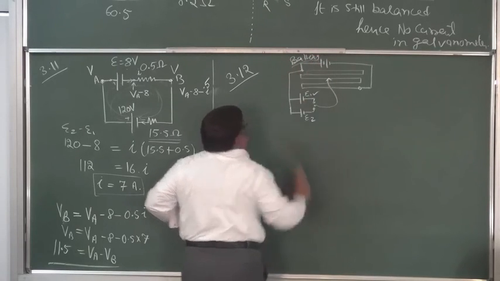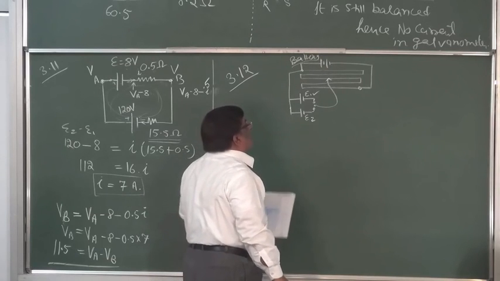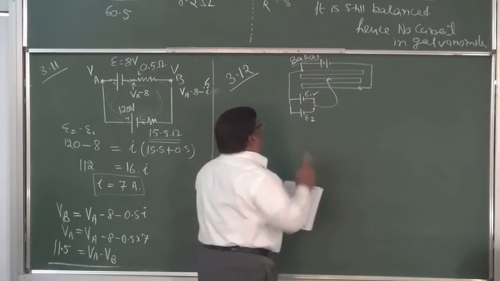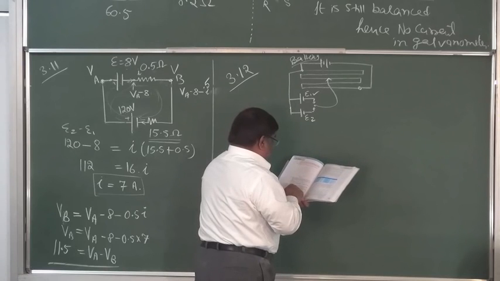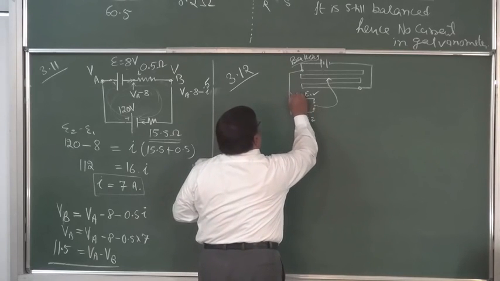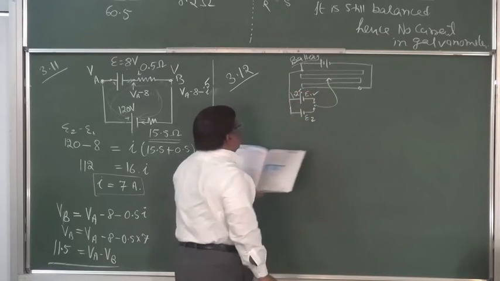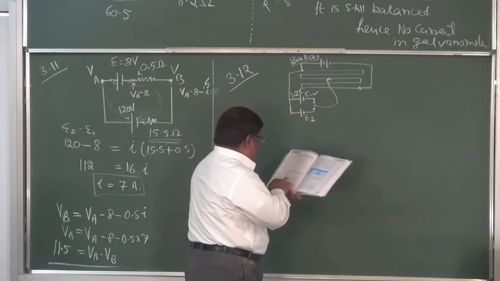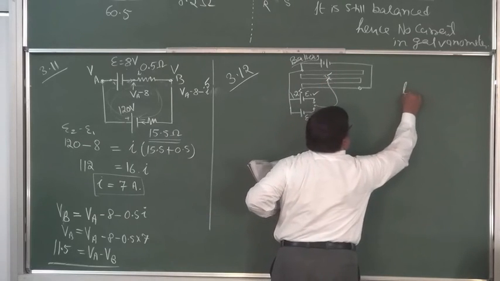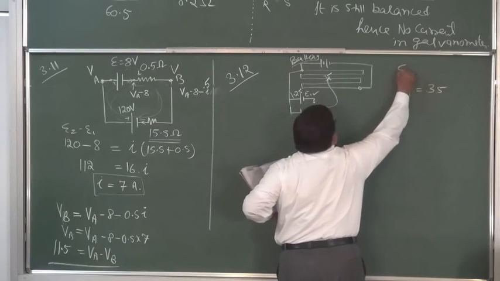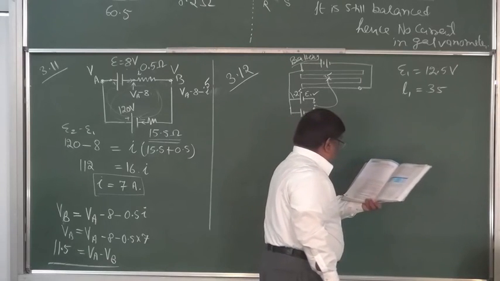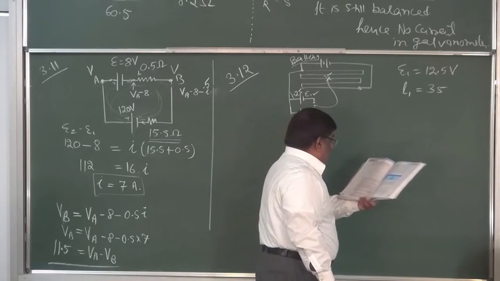Okay, so when they say that cell is giving a balanced point, that means this cell is giving a balanced point or this cell is giving a balanced point. So first cell. A cell gives 1.25 volt. This is 1.25 volt. This gives a balance point at 35 centimeter. So L1 is 35 and E1 is 1.25 volt. Okay, a cell of 1.25 volt, balance point 35.